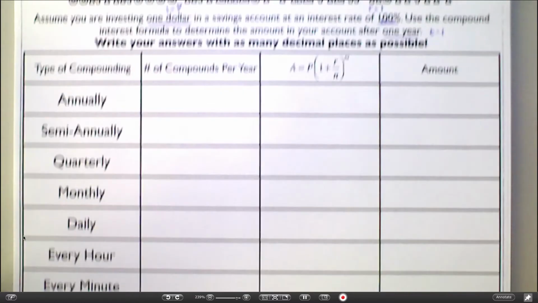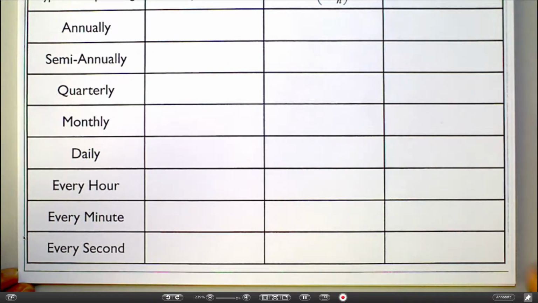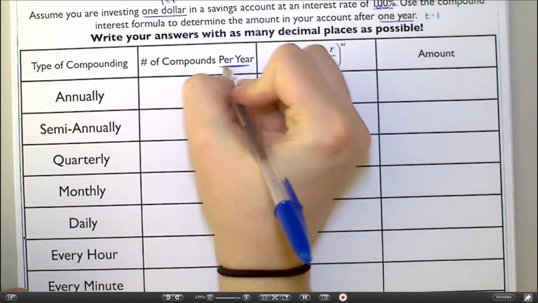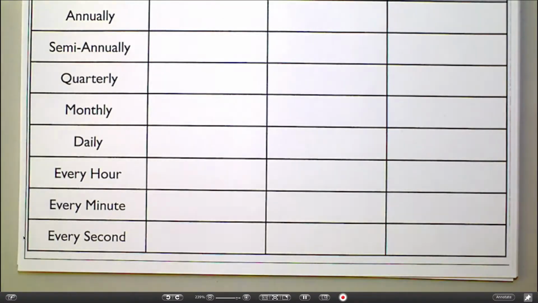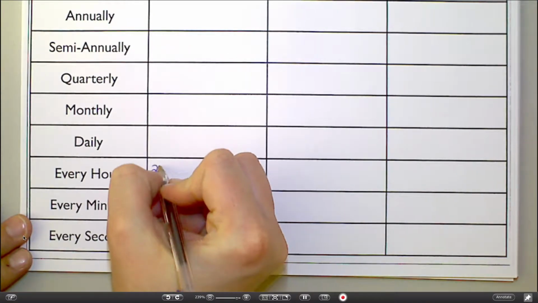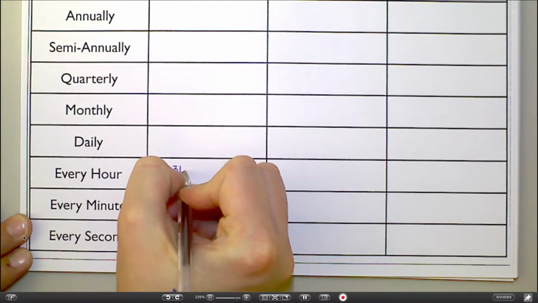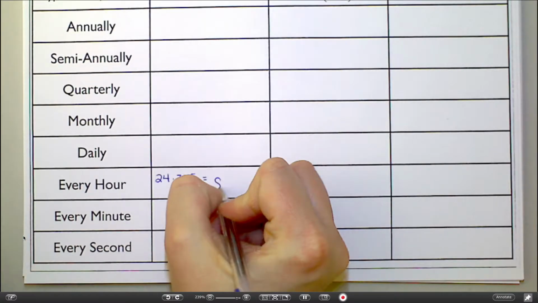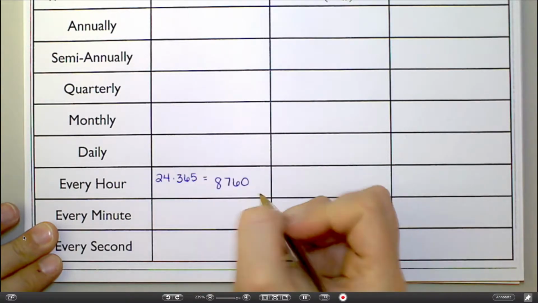Okay, and I'm going to go down to maybe one of these harder ones. So like let's take, for example, every hour. If I were compounding every hour in 1 year, for all of these you're thinking about number of compounds per year. And that even says right here, compounds per year. So every hour, well, I know there's 24 hours in a day and 365 days in a year. So if I multiply 24 times 365, I end up with 8,760 hours in 1 year.